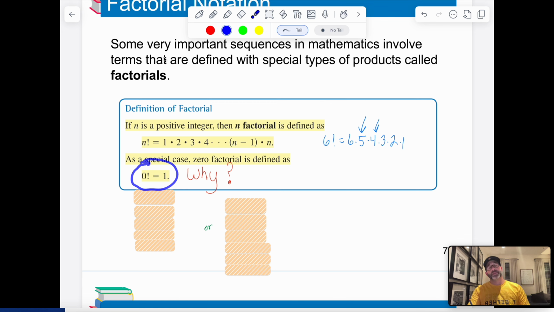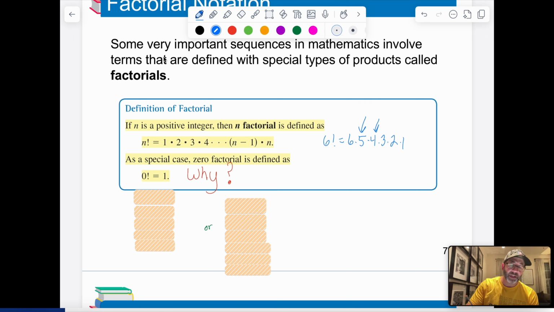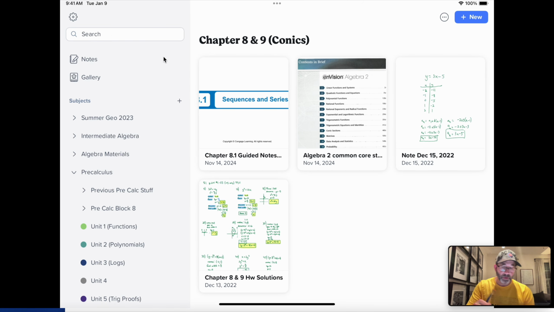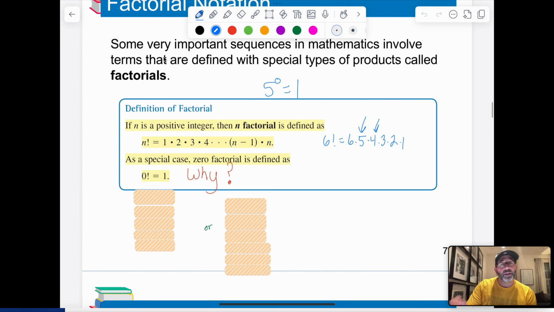Now, how can this be? How can it be that 0 times anything is going to give us a 1? That just seems odd, doesn't it? I mean, that's not our first time that we've ever seen this. Well, if we were to say 5 to the 0 power, we know that that's equal to 1. But that 0 that's in there is established because of another rule, which actually is the quotient rule.